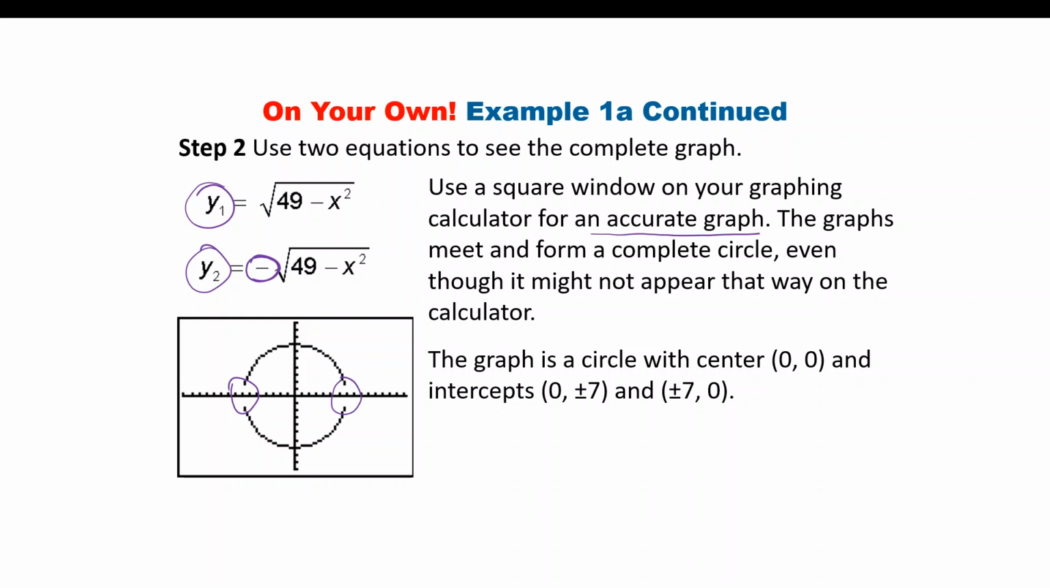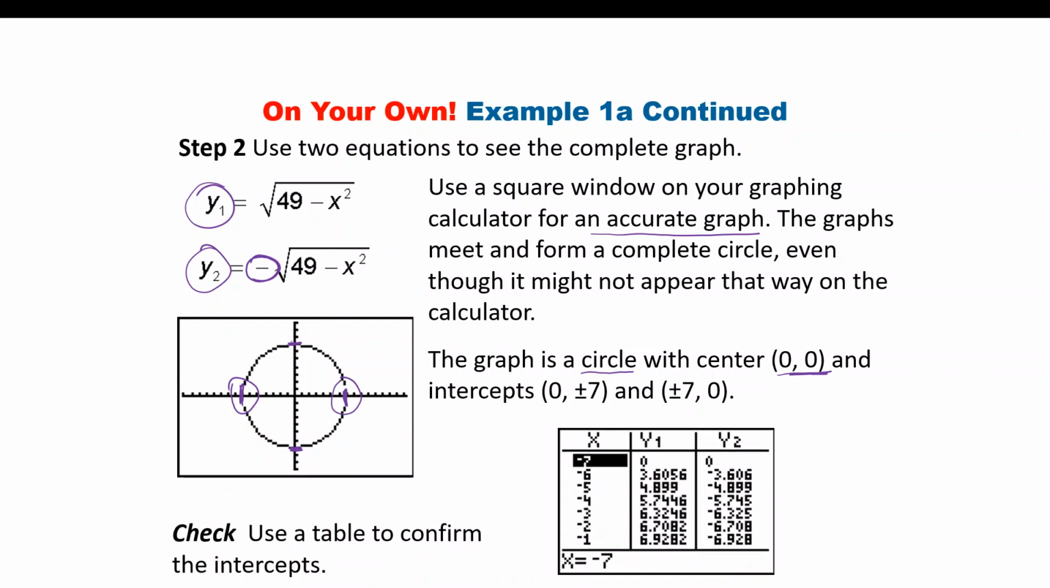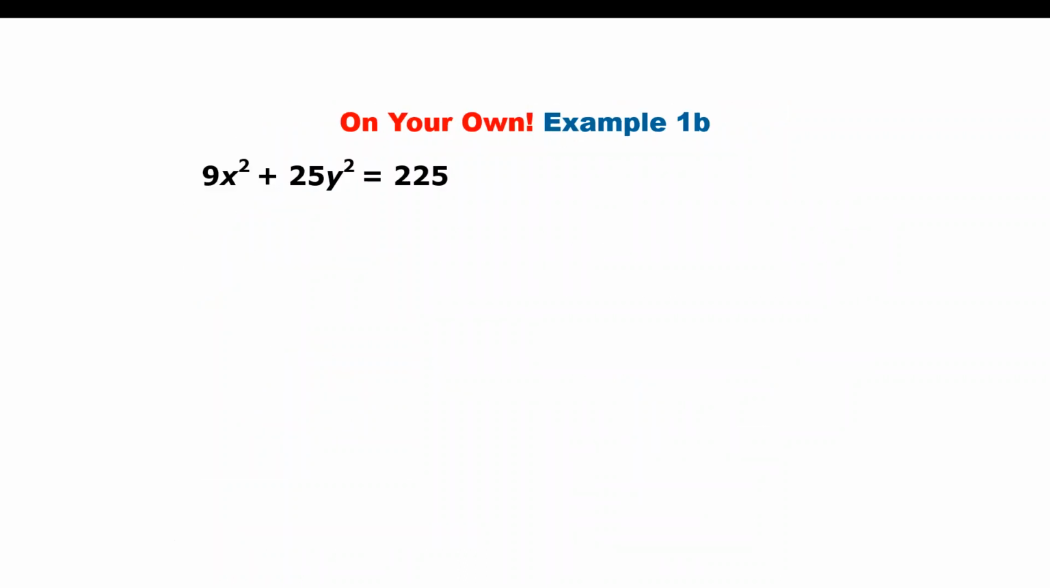All right, you should have described that this graph is a circle with center at 0, 0, and the intercepts: when x is 0, y is positive 7 and negative 7, and when x is 7, y is 0, and negative 7, y is also 0. And of course, use your table to confirm the intercepts. All right, here's another one for you to try on your own. So Mr. Stewart, if you would please turn the video off for just a minute and let everybody give it a try.